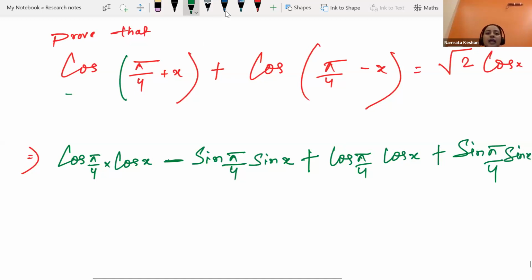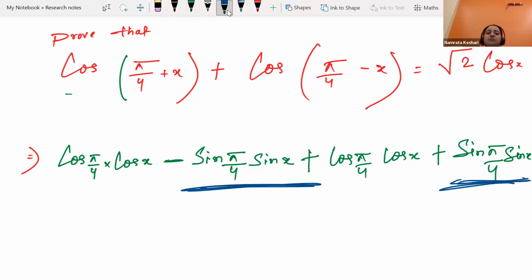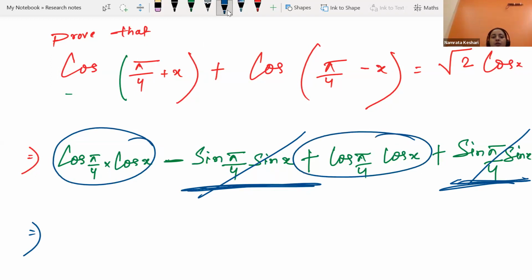But before doing the calculation, can you see one thing, that this one and this one is exactly same? Yes, ma'am. So we can cancel it out. Exactly, now only without putting the value of sine pi by 4 over here, over there, we can cancel them out, right? Yes, ma'am. Tell me, what are you getting? This one plus this one is the same term, so 2 times cos pi by 4 cos x.